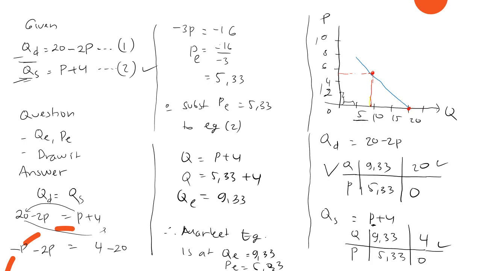So, oh yeah, I'm well. Okay. QD is 20 minus 2P. Next is QS, P plus 4. So this is the same. And then 4. P is 0, Q is 4. Now around here. And then let's draw it with green. So this is the QS. Okay.